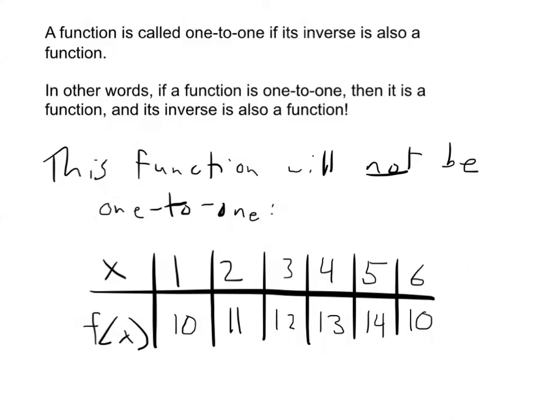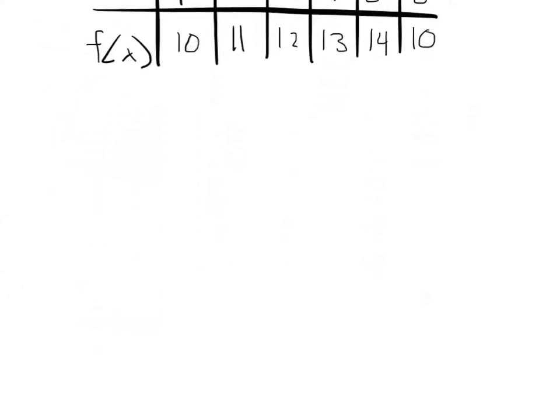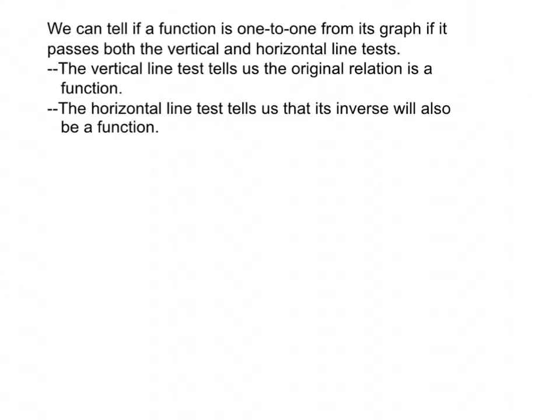I'm going to throw one more thing into this video, and then I'll be done with it. Hopefully it's clear to you when a function is one-to-one if you have a table. The last question I want to answer is, how do you tell if a function is one-to-one based on a graph? That's the last thing we'll look at here. We can tell if a function's one-to-one from its graph if it passes both the vertical and horizontal line tests. Of course, the vertical line test just tells us that the function is actually a function, and the horizontal line test will tell us that after you take the inverse, it'll still be a function.